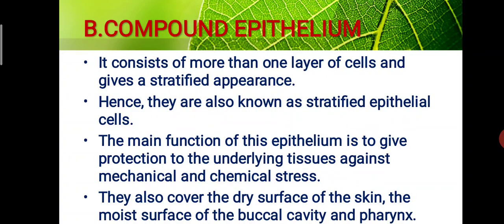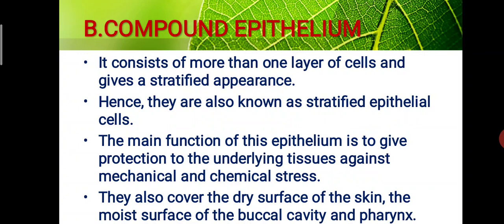Next division is compound epithelium. We have seen simple epithelium was divided into five. What are they? Squamous, cuboidal, columnar, ciliated and glandular. All these five are simple epithelium. At last we have compound epithelium. It is not divided further; compound is only one category. Compound means more than one.